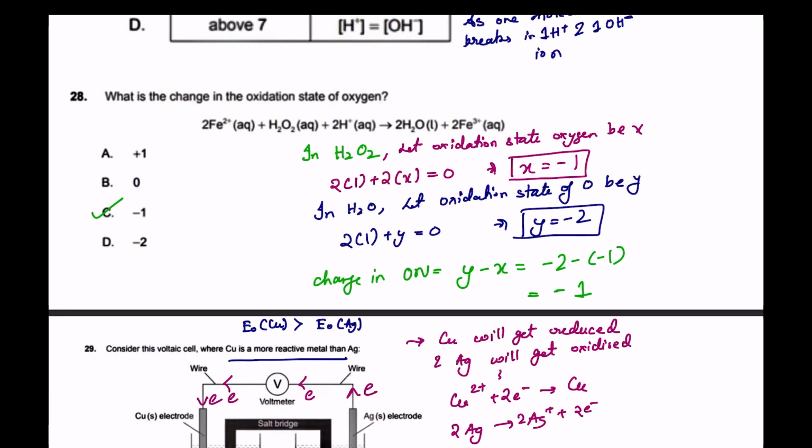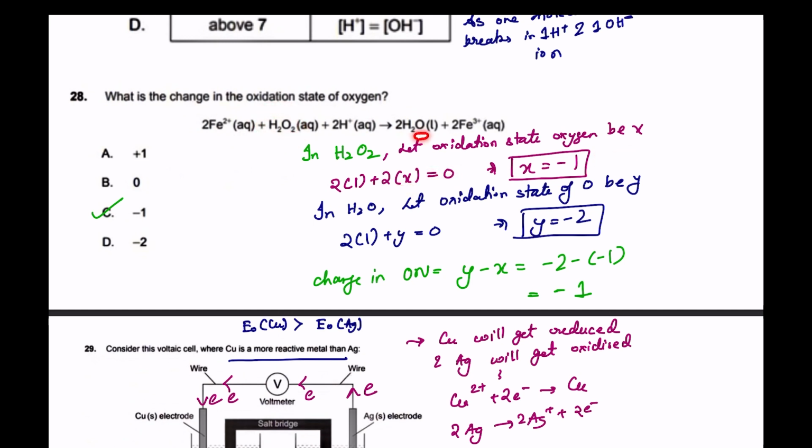Question 28. What is the change of oxidation state of oxygen in this reaction? Again, pretty simple question. In H2O2, we are taught that O is in the -1 state, but we can also find it. So hydrogen is in a +1 state, so 2 times +1. We don't know the oxidation state of oxygen, so let's assume it as X. And as it is neutral, the total charge will be equal to 0. Upon solving, we will get that X is equal to -1.